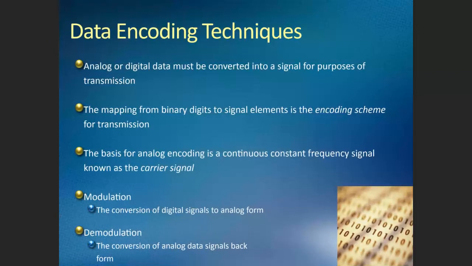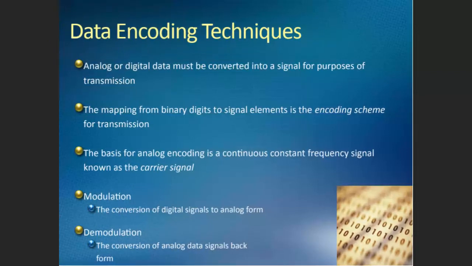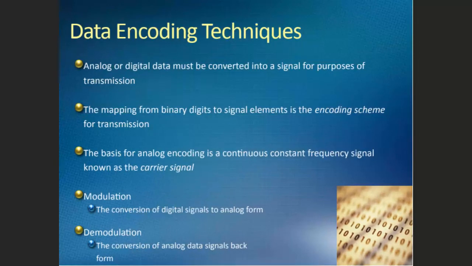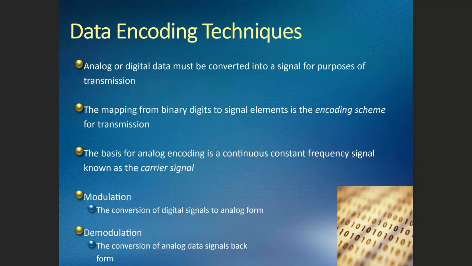Data encoding technique: analog or digital data must be converted into a signal for purposes of transmission. The mapping from binary digits to signal elements is the encoding scheme for transmission. This is the definition. The basis for analog encoding is a continuous constant frequency signal known as the carrier signal. Modulation is the conversion of digital signals to analog form. Demodulation is the opposite.